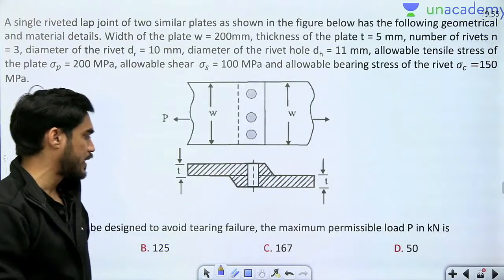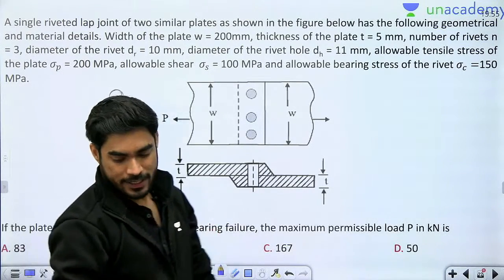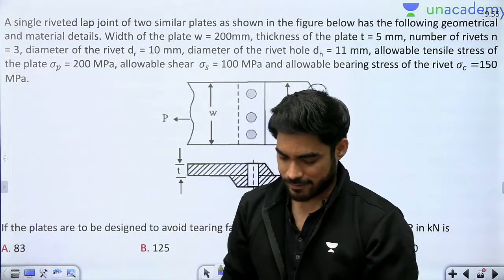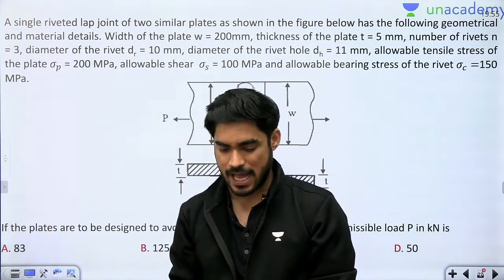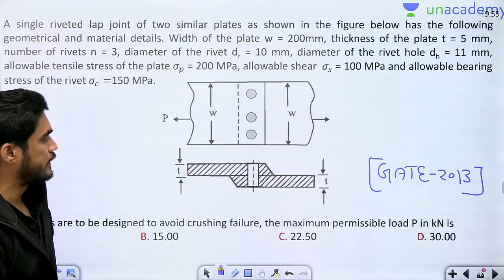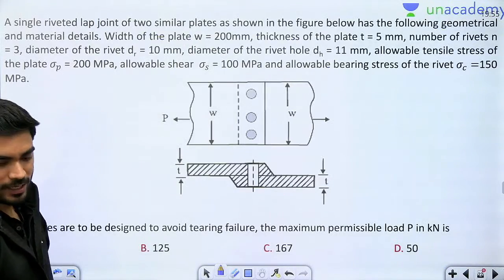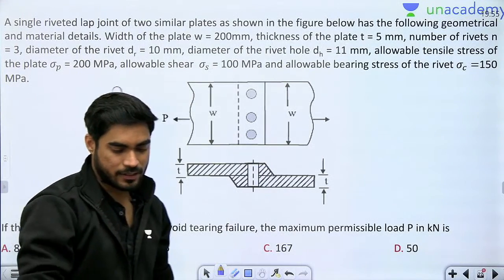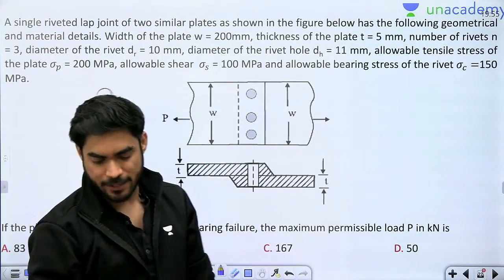167 kilonewton. This will be the maximum permissible load to avoid tearing failure. Very good Utkarsh, Divyanshu, Sweksha, Nitish. So beta, these two are the questions in GATE 2013. Okay, next, let's move forward. Shall we move forward?